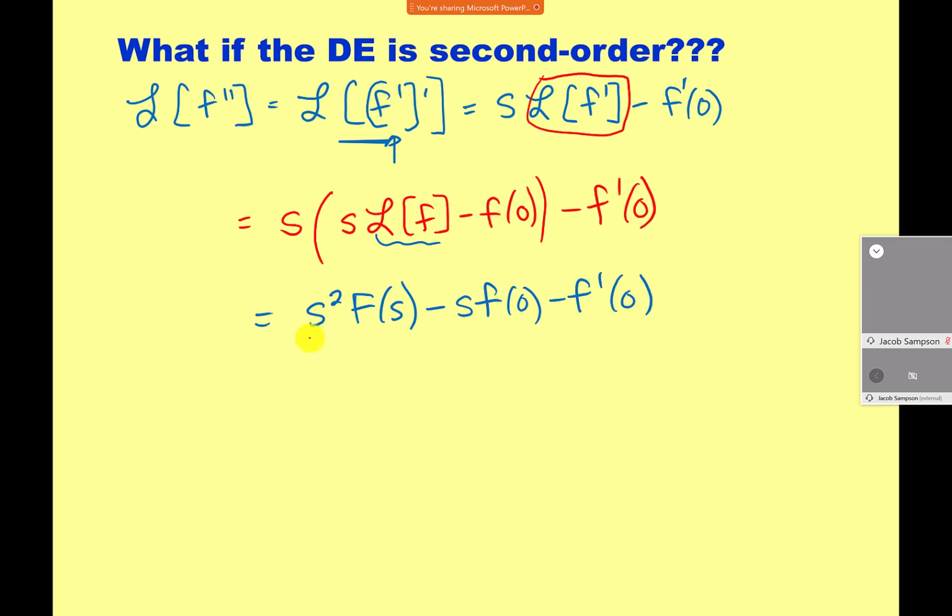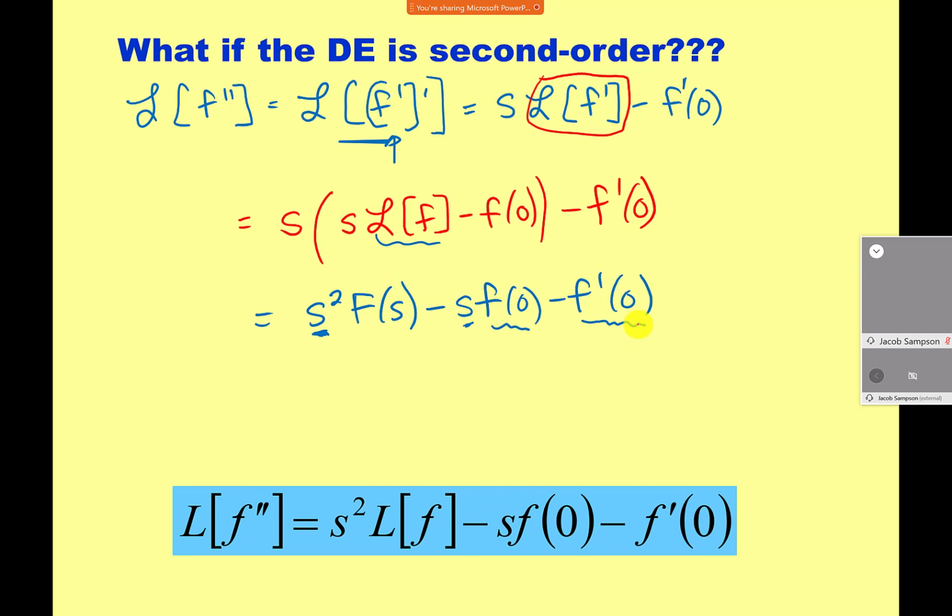So if it's second order, it's going to have an s squared, it's going to have an s on the first initial value, and we need a second initial value to determine a unique solution. Remember we learned that for second order, we need a function value and a derivative value at some initial point. So that's our formula. I just wrote it with the capital F of s, or you can write it as the Laplace transform symbol, but that's our formula for a second derivative. So s squared, and then s times the initial value, and then the initial value.